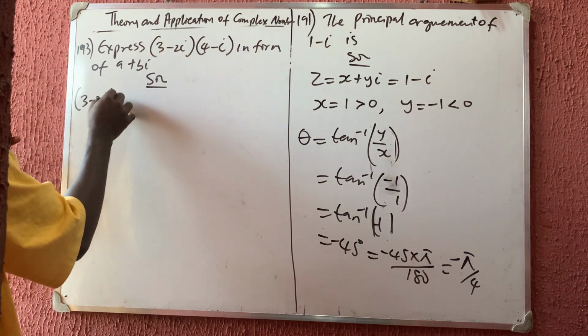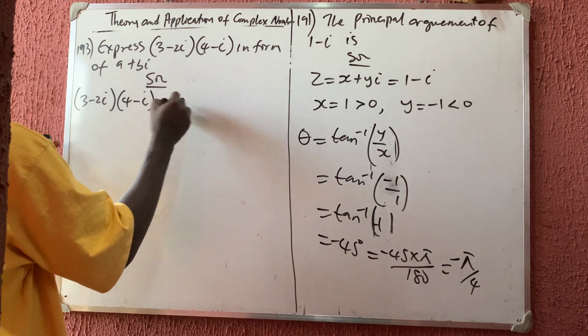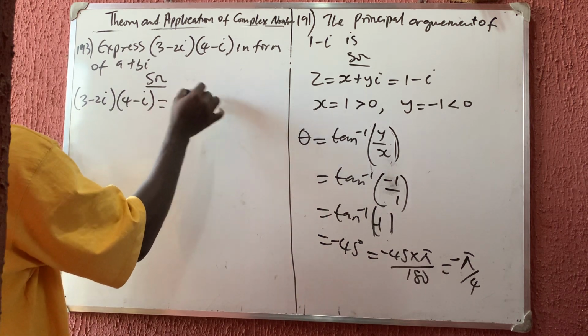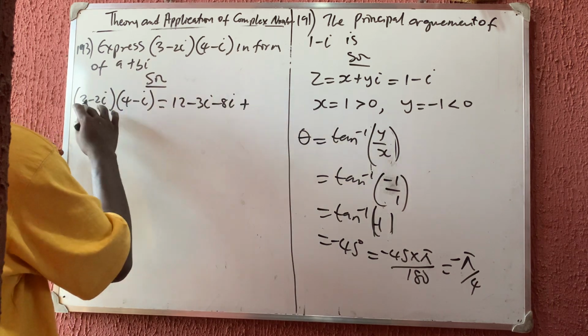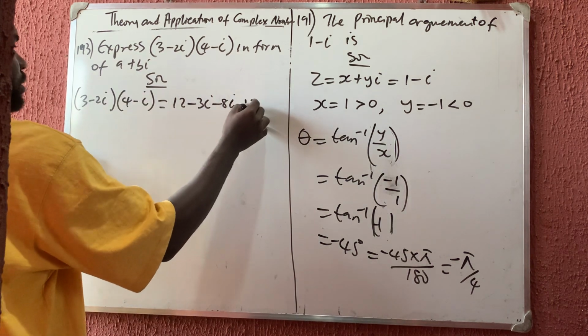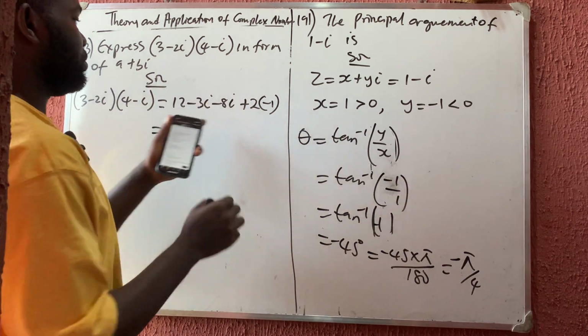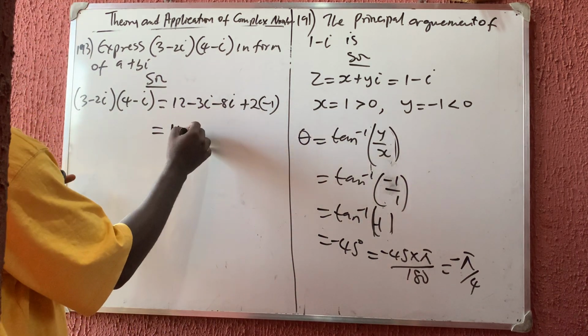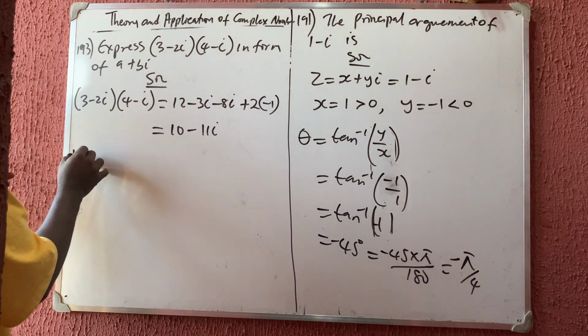3 minus 2i all over 4 minus i is equal to 3 times 4, 12. 3 times this minus 3i. This times this minus 8i. Minus times minus is plus. 2 times invisible 1 is 2. i times i is minus 1. So I'm having 12 minus 2 is 10. Minus this will give you minus 11i. Very, very simple.